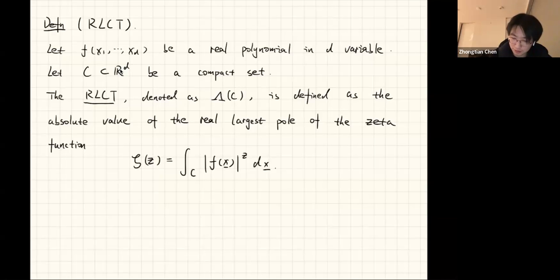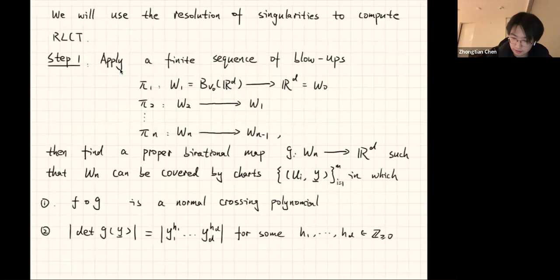Right. How do we compute this? We will use the resolution of singularities. So we'll first apply the theorem, which means we do a finite sequence of blowups. We'll get a space Wn and a map G, so that Wn is covered by charts, and in each of these charts, F∘G is normal crossing, and the determinant of the Jacobian of G is a monomial.